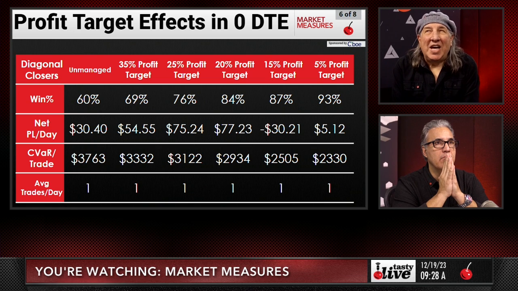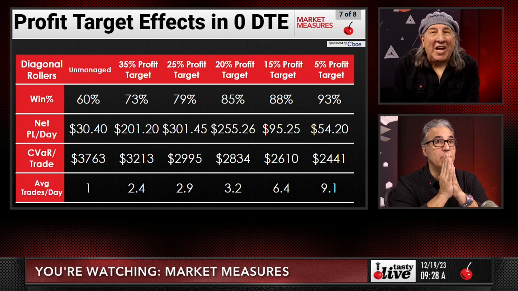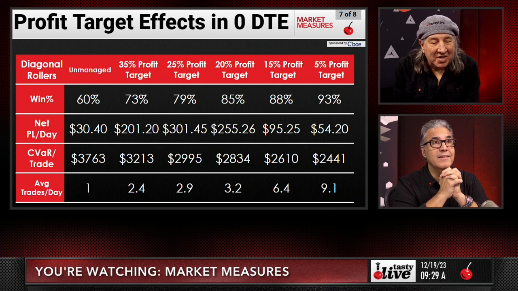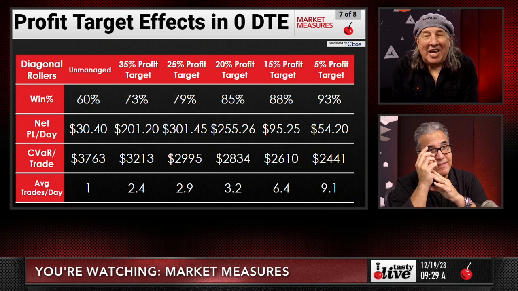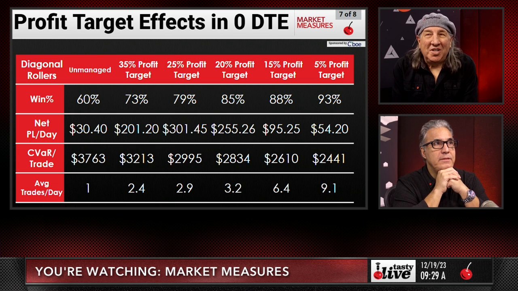Now, let's go to diagonal. This is diagonal rollers. This is when we recenter. Now, we have not been doing this, but people that have been doing this have done really well, and now I understand why. Because diagonal rollers, which is taking profits and recentering, has been the best payout of them all. It's been great.